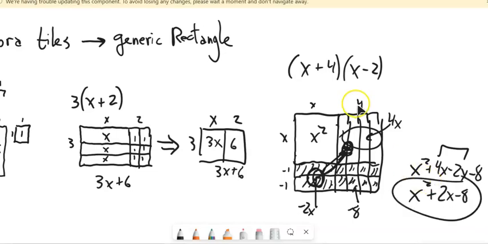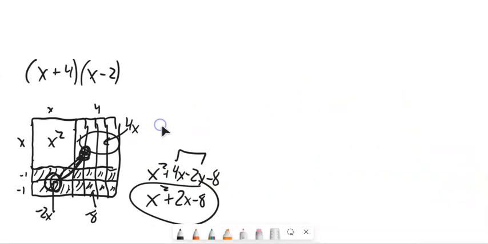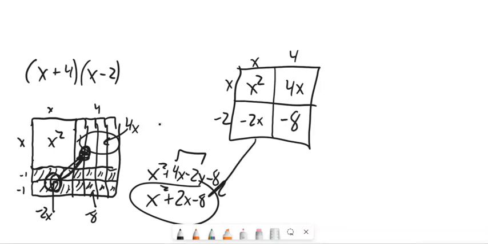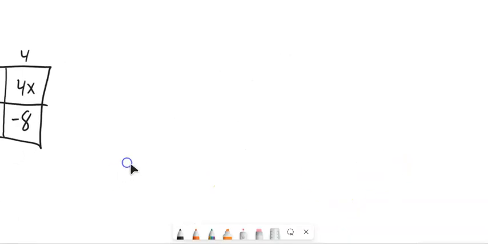Again, we spent a long time in class developing this, and shifting it to the generic rectangle, where we get to a point where it's like, I don't really need to do all the little things anymore. I've got an x plus 4, I've got an x minus 2, x times x is x squared, 4x minus 2x minus 8, combine them all up, and I get that. And then we've pushed it to larger multiplications, things like 3x minus 5 times 2x plus 7, something like that.